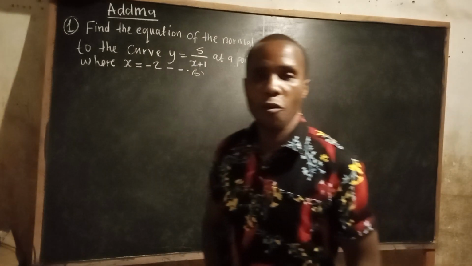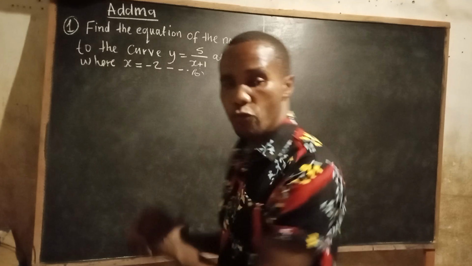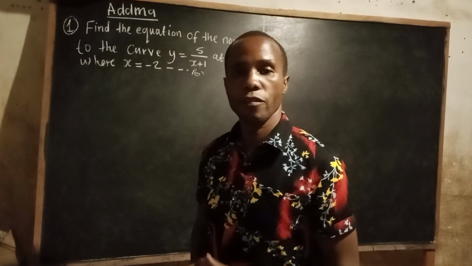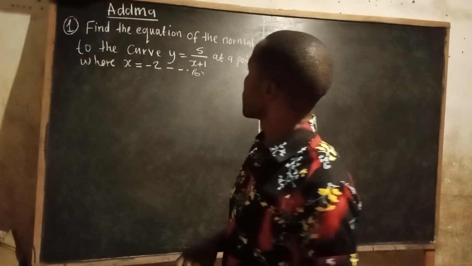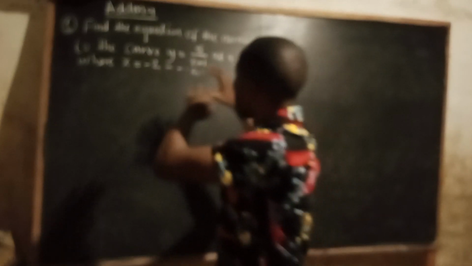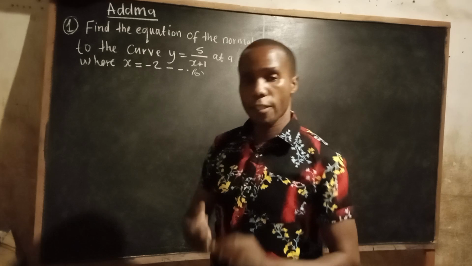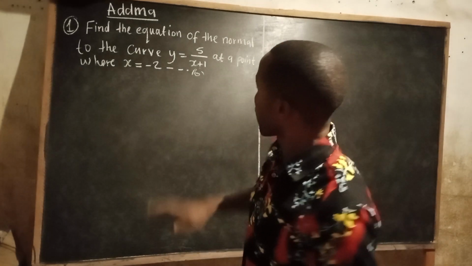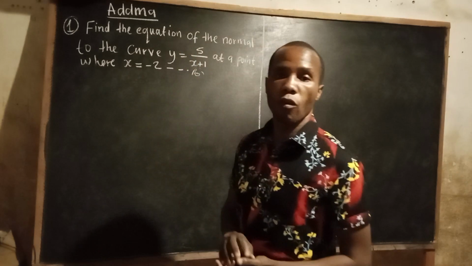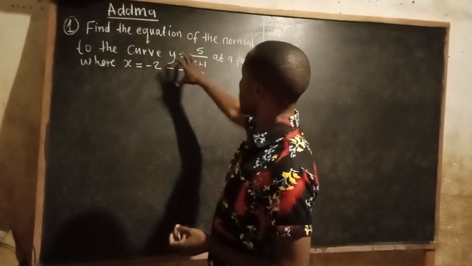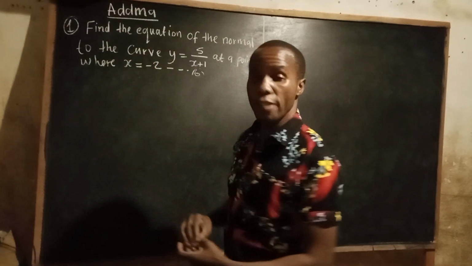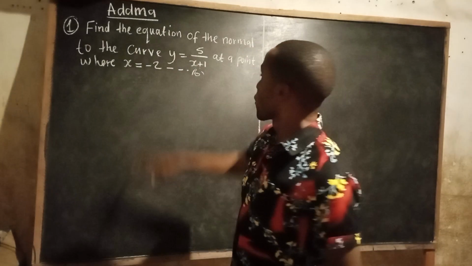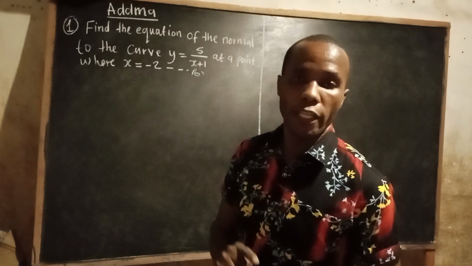Okay. So what is it that we are supposed to do for us to find the equation? When finding the equation, there are two important things that you must actually put into place, and these are gradient and coordinates. So let's get back to the question and see if we have those things in the statement. We don't have a gradient there. We only have the x coordinate.